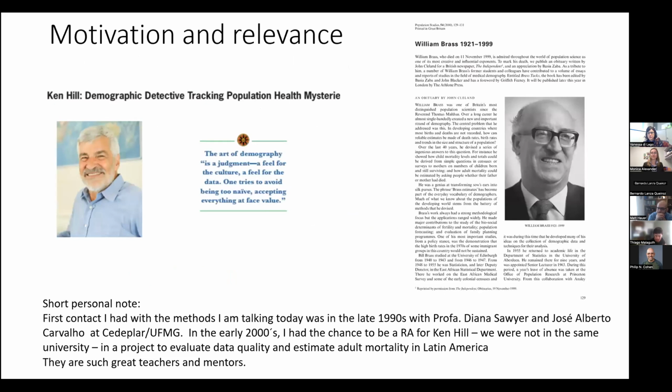Just a step aside, I'm showing some of the motivation and my interest in this topic. On the left side is a 10-year-old interview with Ken Hill, talking about the use of census to estimate adult mortality, in the discussion of the inclusion of questions on household deaths in the past 12 months. It's a nice quote saying that it's important not to take the estimates for granted, but to have a feel for the data and an idea of what might be going on.